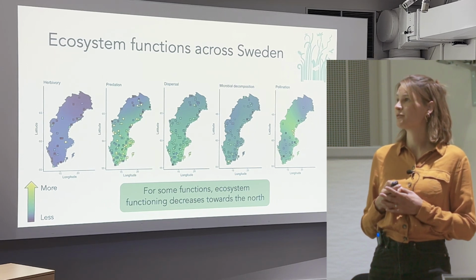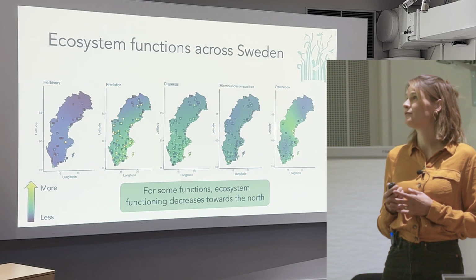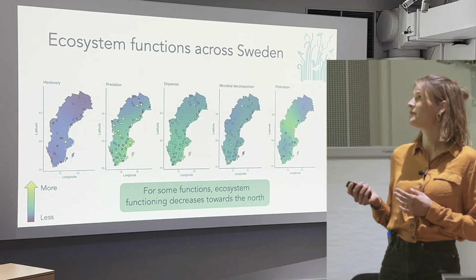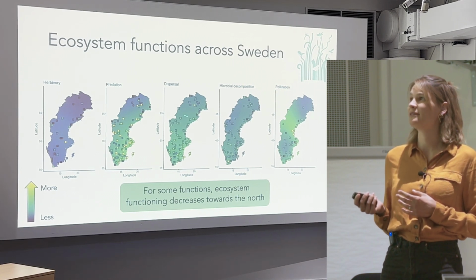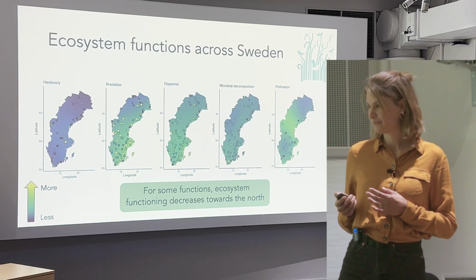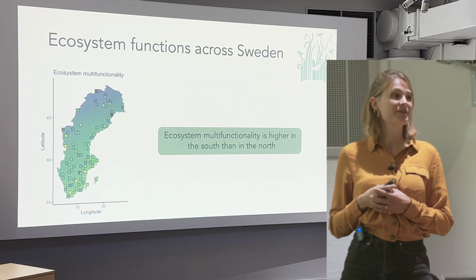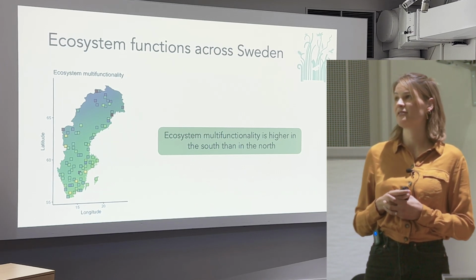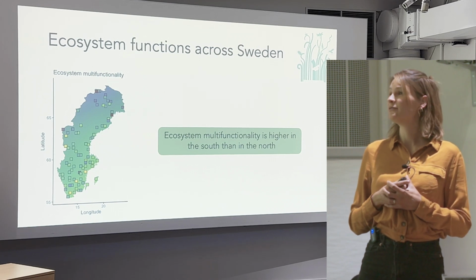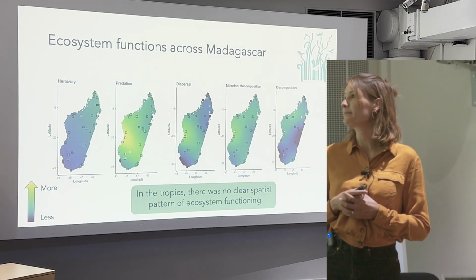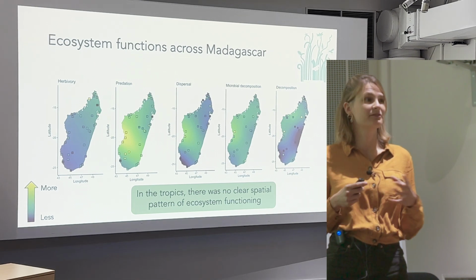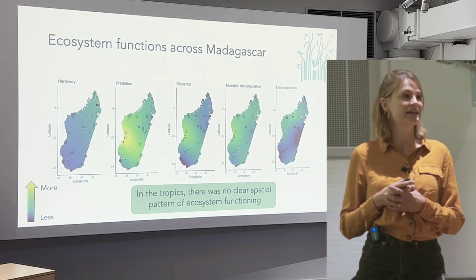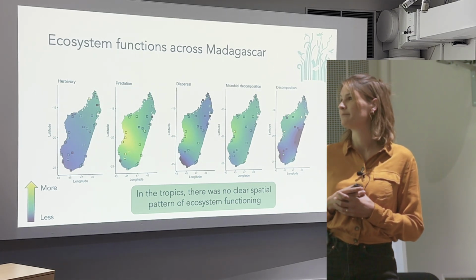So as a general trend, which was not completely unexpected, we saw that for some of the functions, especially predation, dispersal, and also a bit microbial decomposition, in the north these functions were happening less than in the south. Then for ecosystem multifunctionality, so the overall picture of the ecosystem functioning, we saw the same trend. So in the north there was less ecosystem functioning compared to the south. For Madagascar, we also saw a lot of spatial variation in terms of where these functions were happening, but unlike Sweden, we didn't really see a clear spatial pattern here.